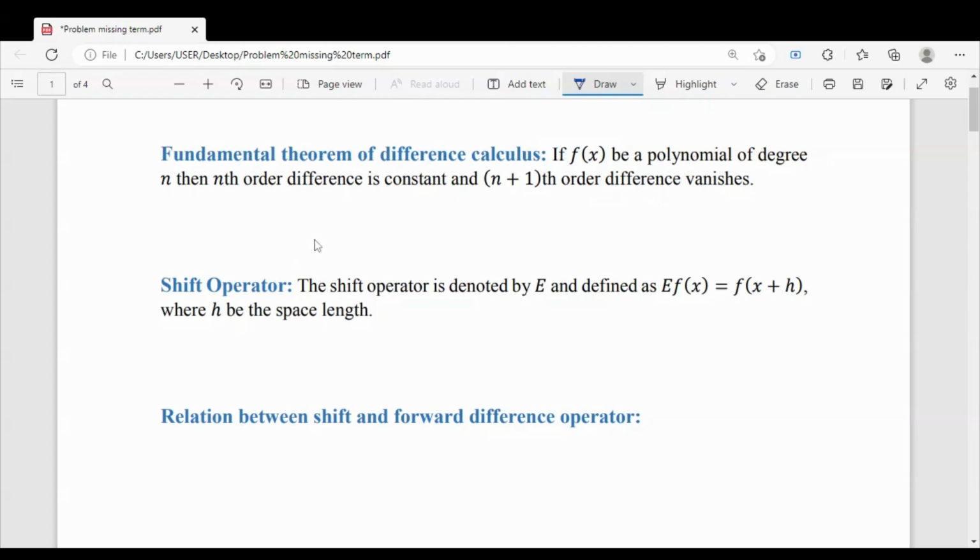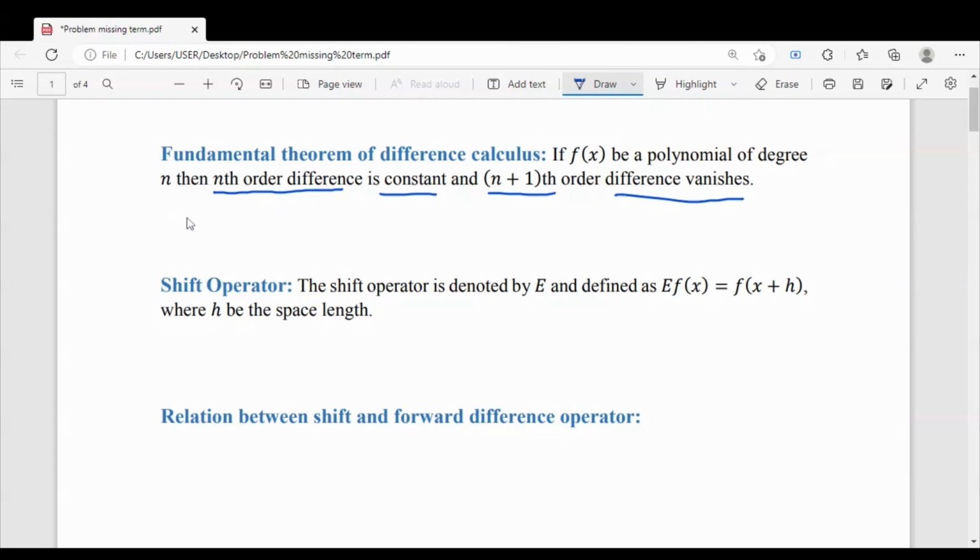Fundamental theorem of difference calculus. What it says: if f(x) is a polynomial of degree n, then the nth order difference is constant and the (n+1)th order difference vanishes.